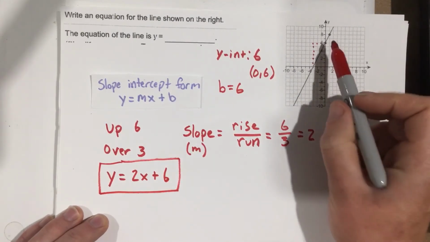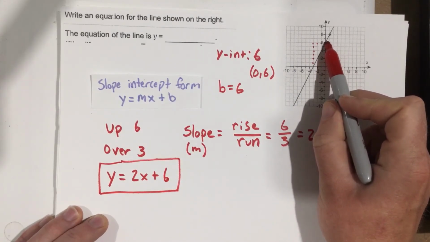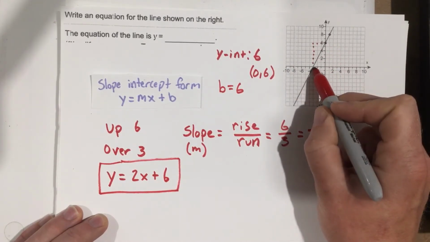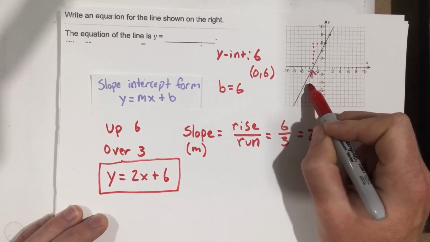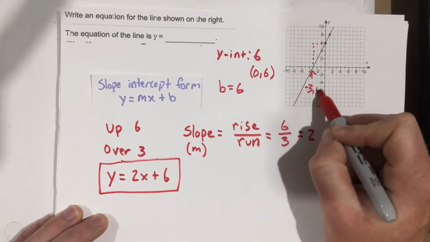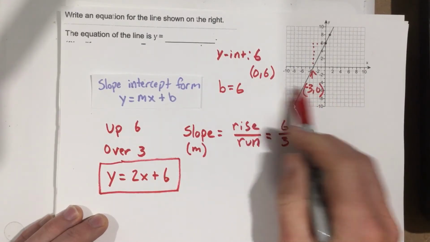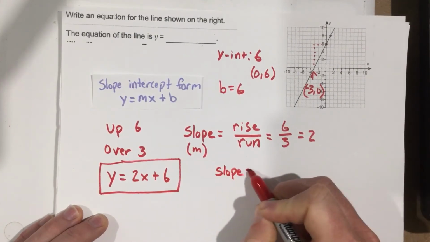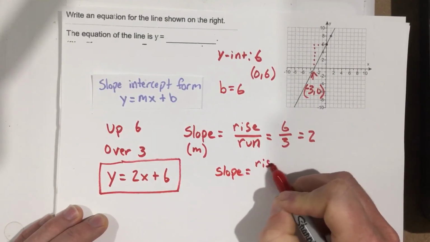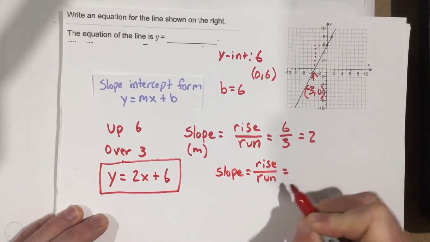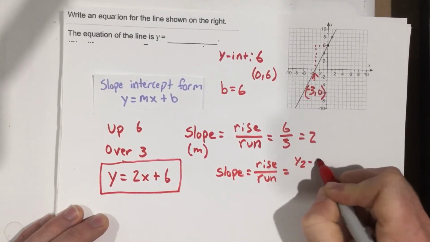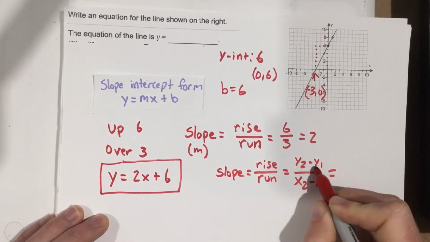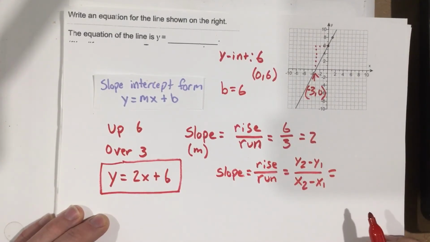One other way that you could figure this out is if you took your coordinate up here, which was (0, 6), and your coordinate down here, which would be (-3, 0). If you take your two coordinates, we can use the slope equation. We know it's rise over run, and the rise is always y2 minus y1 over the run, which is x2 minus x1, meaning subtract the y coordinates and then subtract the x coordinates in the same direction.